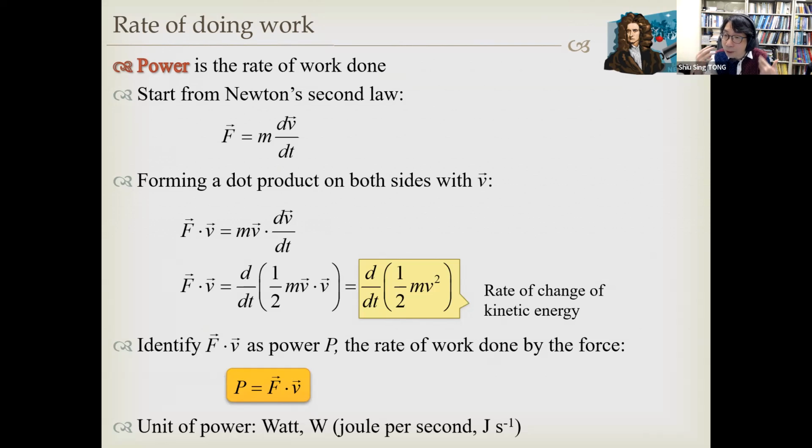But if you can do it fast, if you are young, then you can exert the energy very fast. You can output the energy very fast. And so you can develop a large amount of energy in a very short time. And that is the power. If you are an old man, you may be walking up the stair in 10 seconds. But if you are young, you may just need 2 seconds to go up the stair.